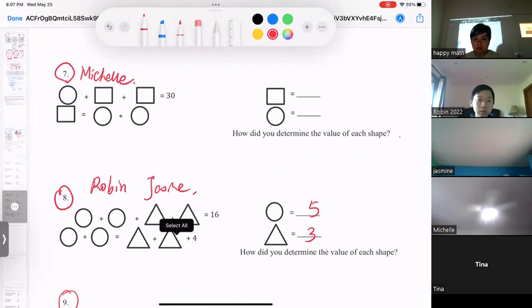The square is 12 and the circle is 6. 12 and 6. Let me check. 12, 12, 24. I think that will be verified as the first solution. That is right. Good job, Michelle.